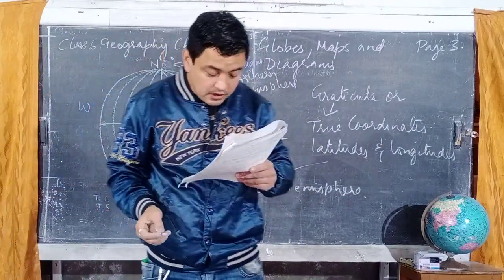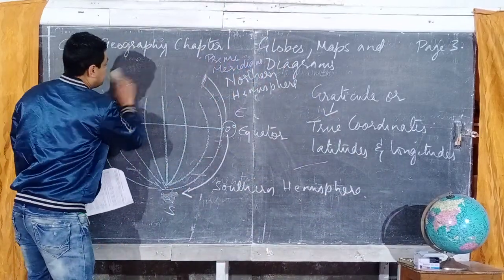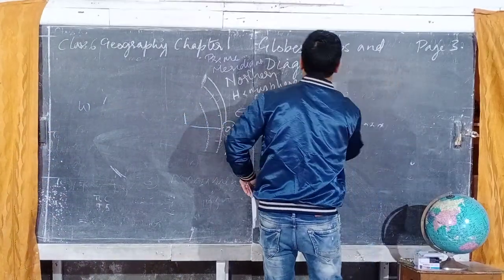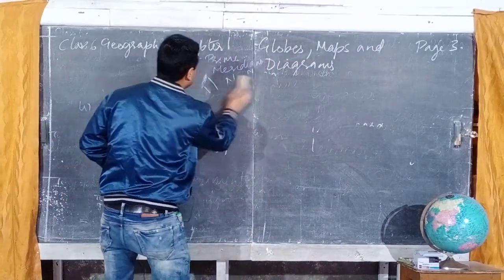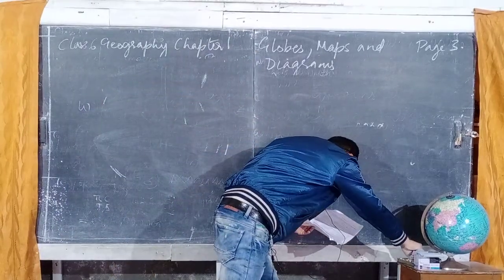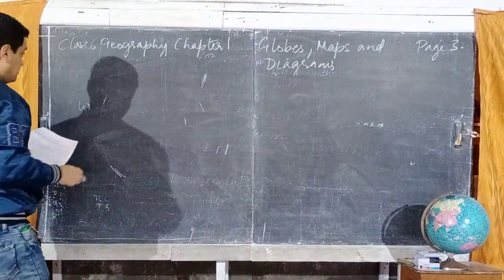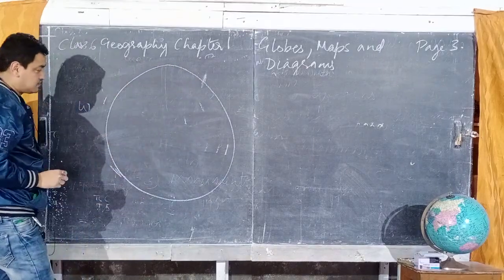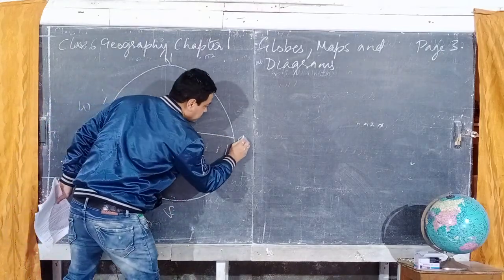Now we are moving on to another thing. I'm dropping this blackboard and making another circle for you all to make you understand. I am writing here North Pole, this is South Pole, and Earth is cut into equal halves. This is known as equator, 0 degree.